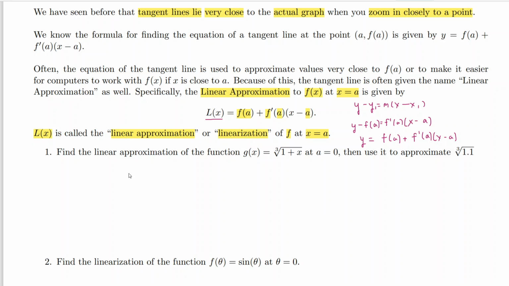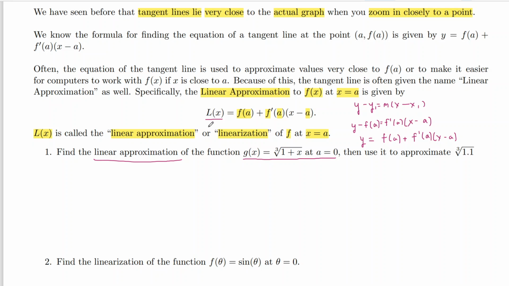First one here, it says find the linear approximation of the function g of x equals the cube root of 1 plus x at a equals 0. Then use it to approximate the cube root of 1.1. Well, what we want to do here is realize that this first part, let's not worry about the approximating part. What is this first part saying? We want to find the linear approximation specifically, because there are other ones, but we only know about linear approximation. We want to approximate this function at this a value.